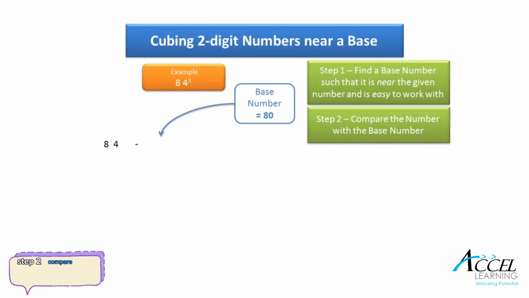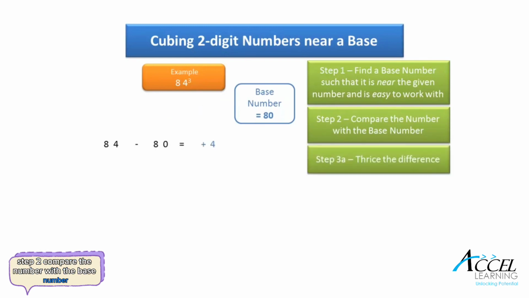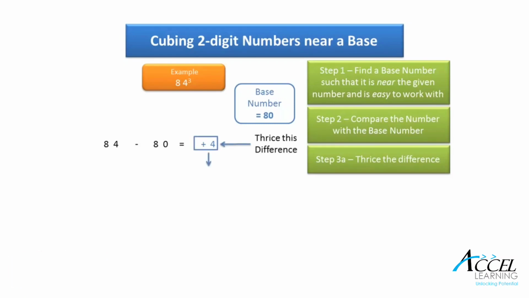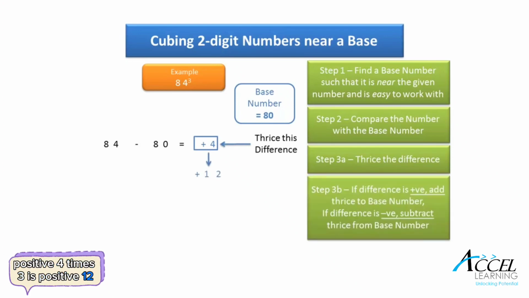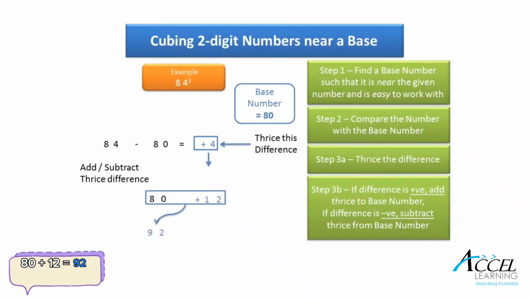Step 2. Compare the number with the base number. 84 minus 80 gives us a positive 4. Step 3. Thrice the difference. Positive 4 times 3 is positive 12. And then, if the difference is positive, add thrice to the base number. 80 plus 12 equals 92.